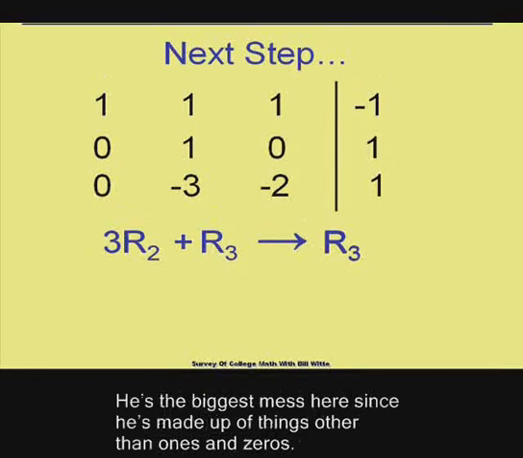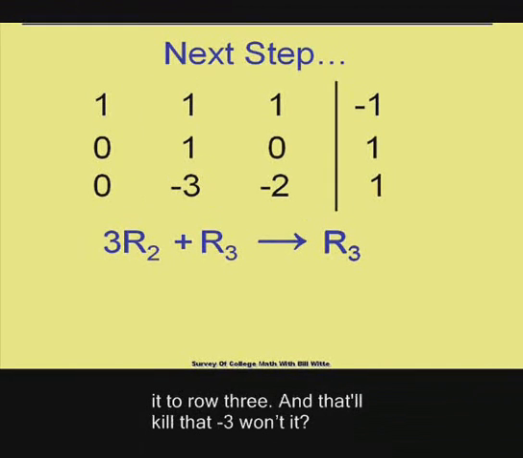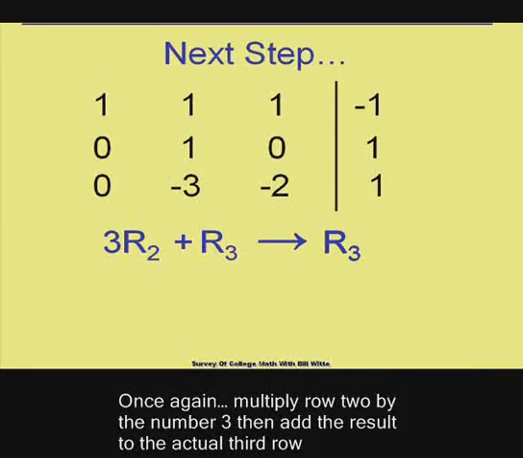Probably need to do something to row 3. He's the biggest mess here. He's got things other than 1s and 0s. I'm going to multiply row 2 by the number 3. Why did I want that? Because I want to get rid of that negative 3 down at the bottom there. I'm going to multiply row 2 by 3 and add it to row 3, and that'll kill that negative 3, won't it?